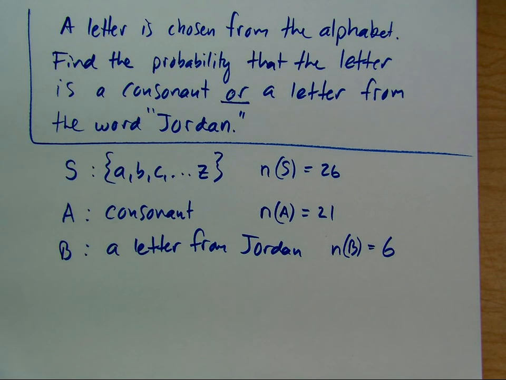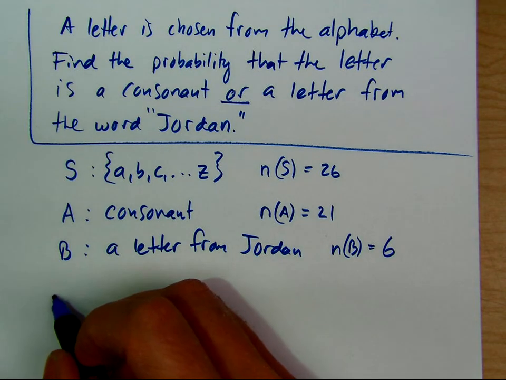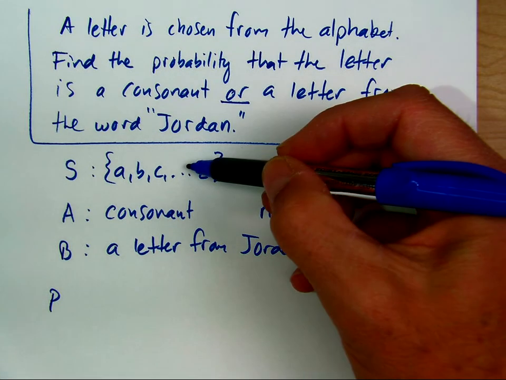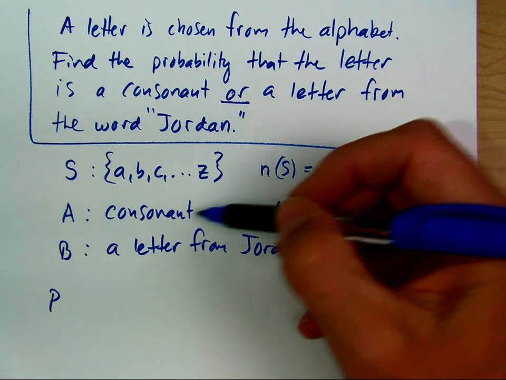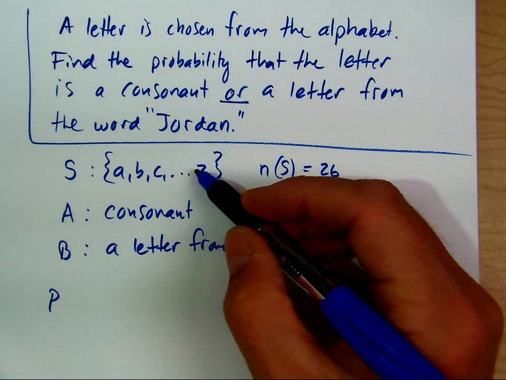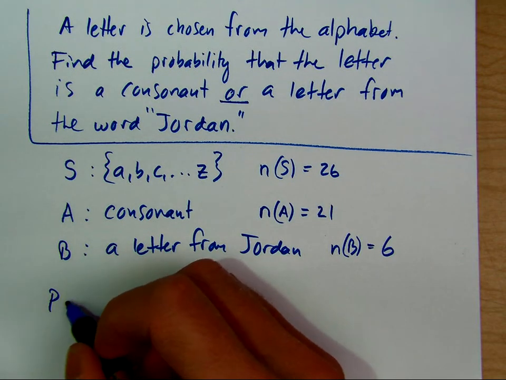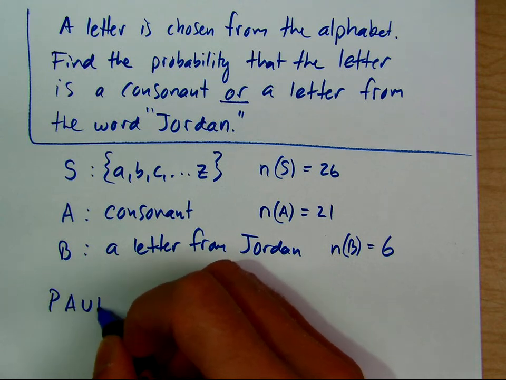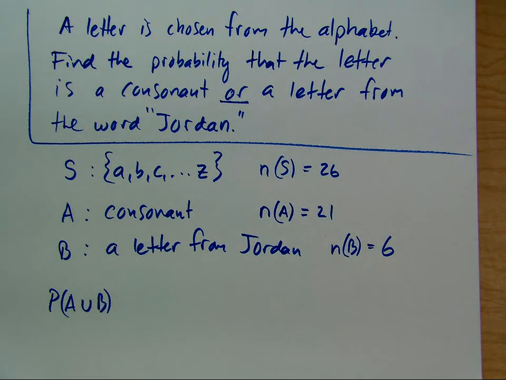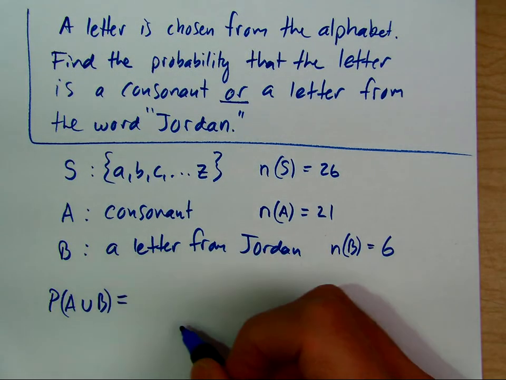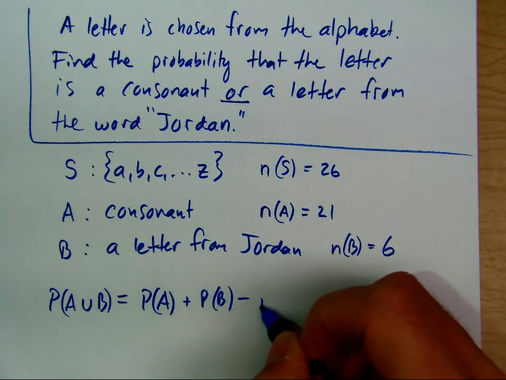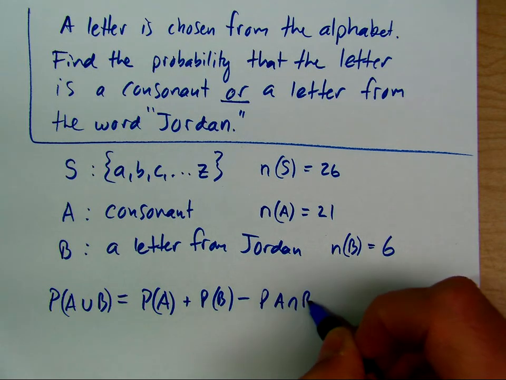So now we want to look at the probability of the letter that we choose from the alphabet. What's the probability that it is a consonant or a letter from Jordan? So we have the probability of A union B. When it says or, we know it's talking about a union. It could be in either one or in both. We have the formula, the probability of A plus the probability of B minus the probability of their intersection.